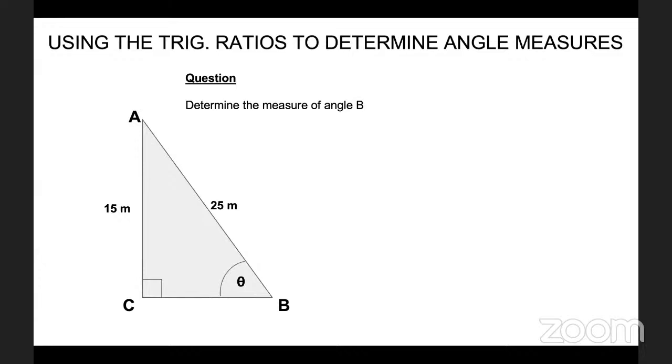Miss, which one is unknown? Okay, so what is unknown here? The angle. Yes, Miss B. What two sides do you have? Name the sides that you have.